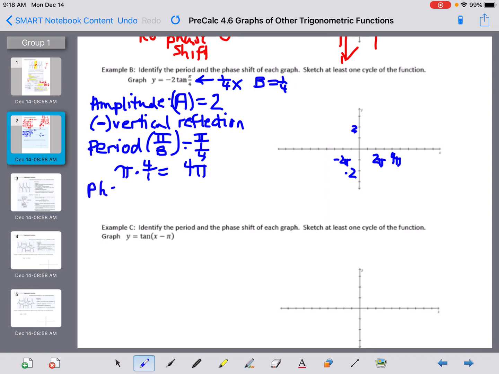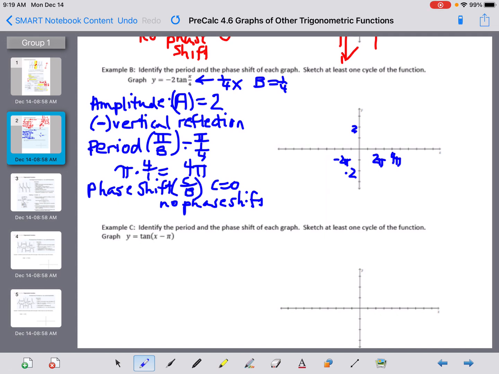Phase shift. So my phase shift is based on my c divided by b. Do I have a c? No. My c is 0, so no phase shift. Okay. I need my asymptotes.